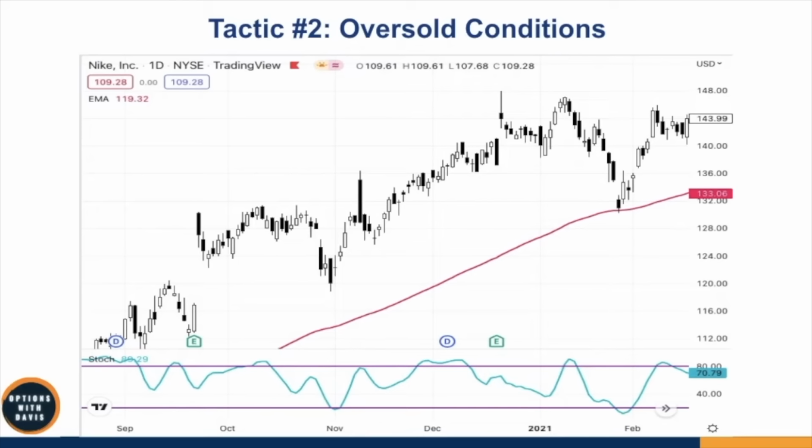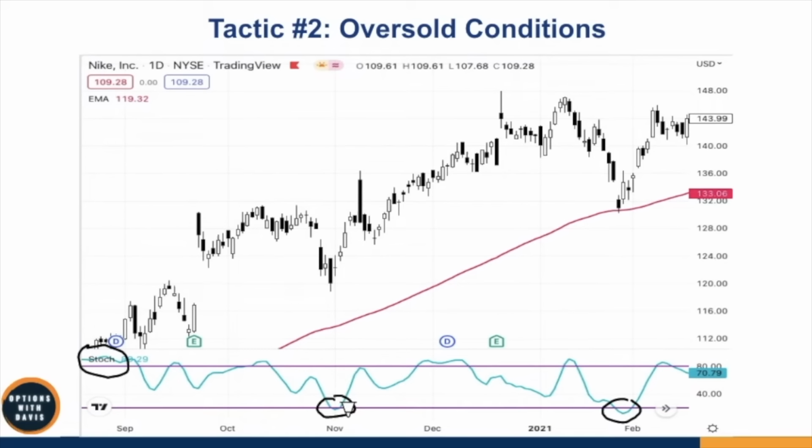Tactic number 2 is to find oversold conditions using this stochastic indicator. Now, there are a few other indicators that can identify overbought or oversold conditions, but the one that I like to use is stochastics. You can see that each time this blue line down here goes below this purple line, it is what you call an oversold condition.